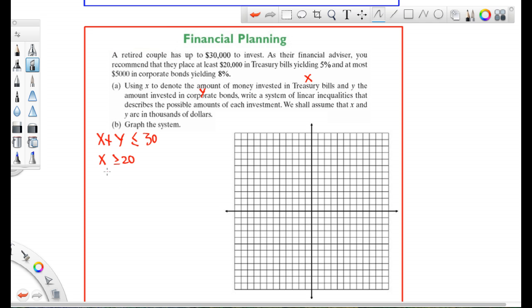And the corporate bonds, which would be the Y, at most 5,000 in there. So that is less than or equal to 5. And you also got to keep in mind that Y does have to be greater than or equal to 0. So you can't invest less than 0 in corporate bonds. I don't have to worry about an X greater than or equal to 0 here because I already have a greater than or equal to 20 over here. And then now I need to come up with a grid for this.